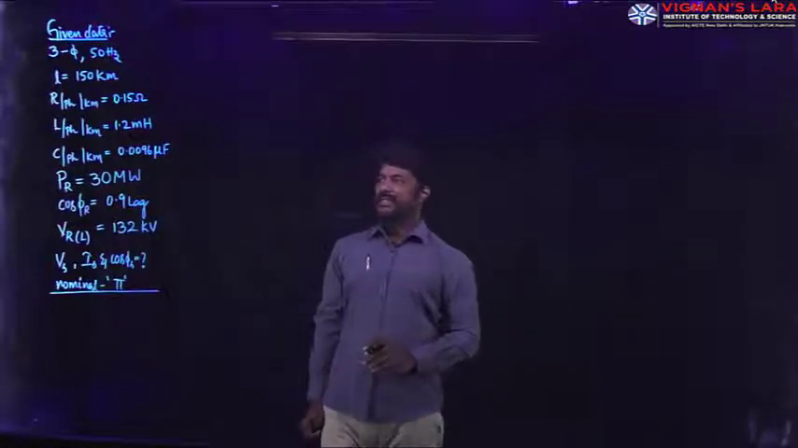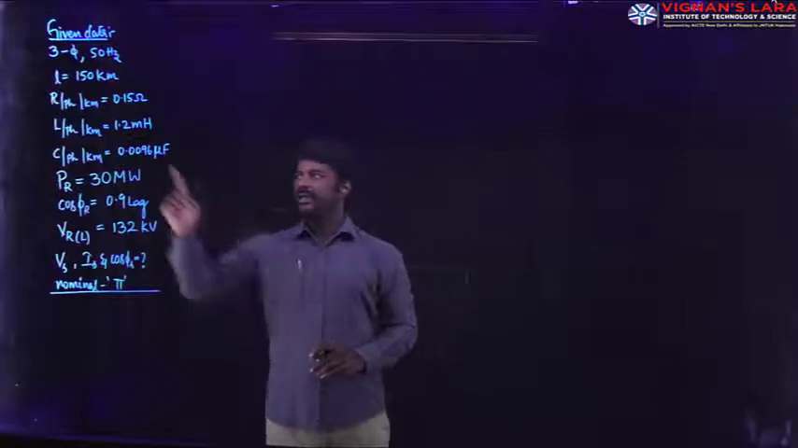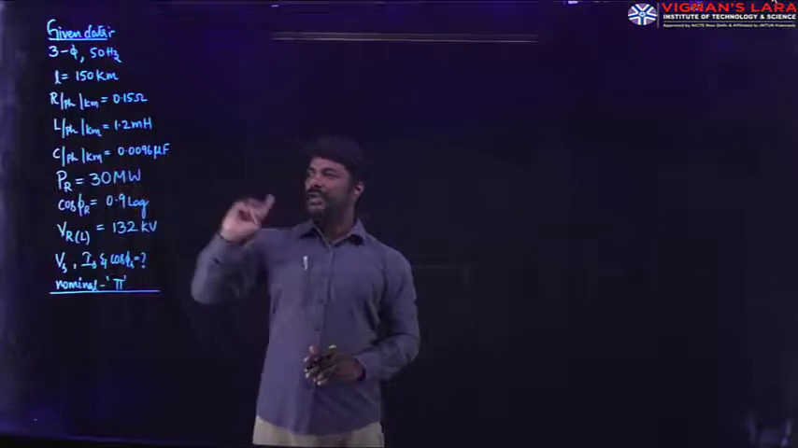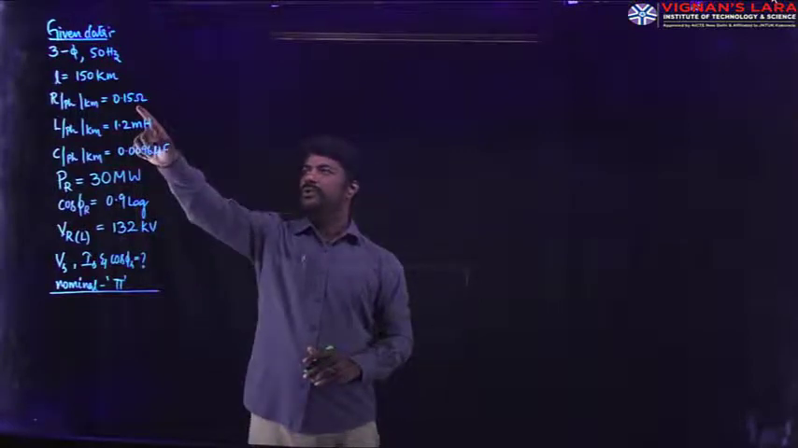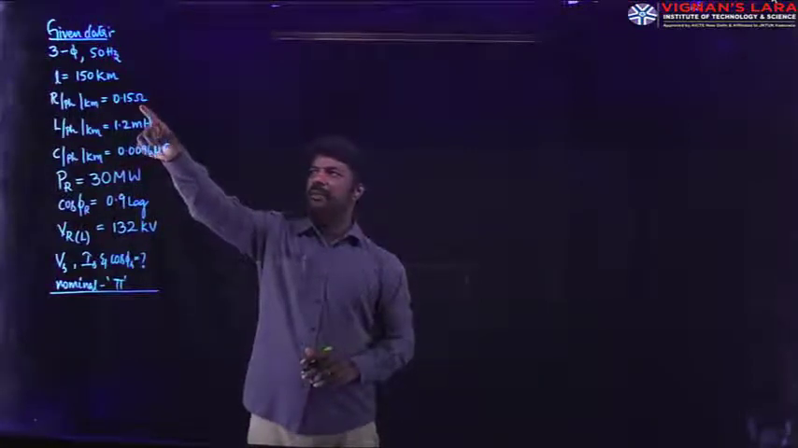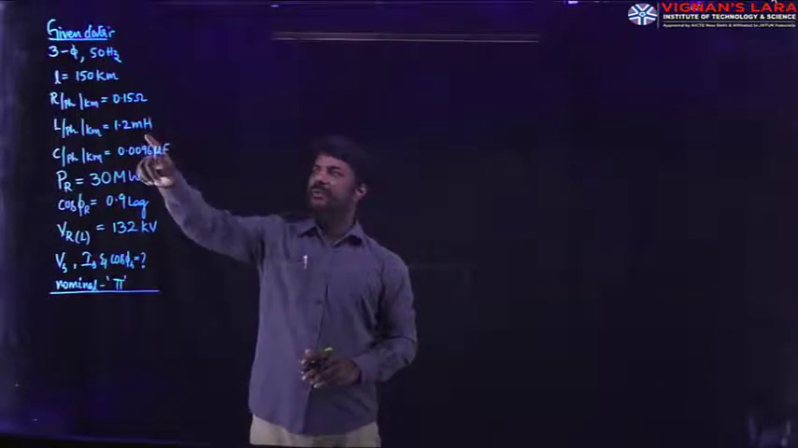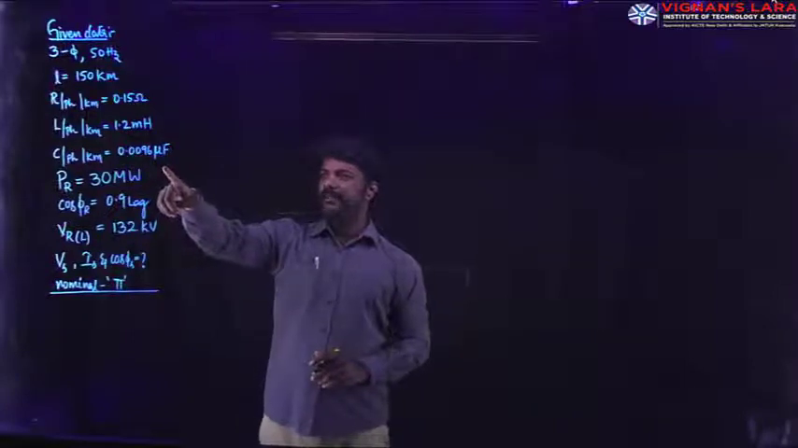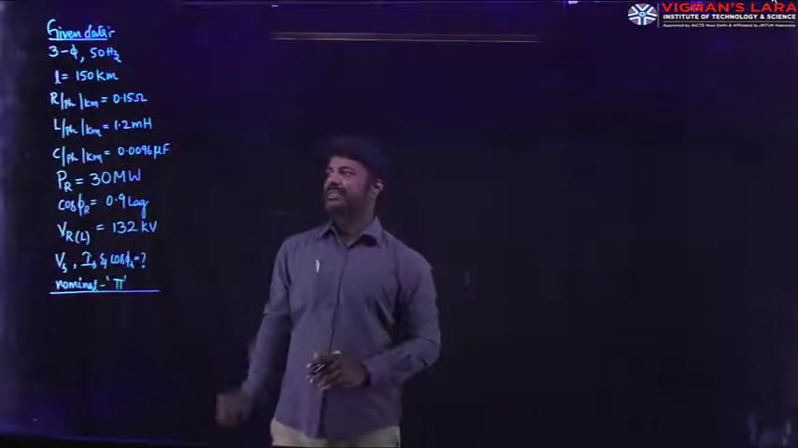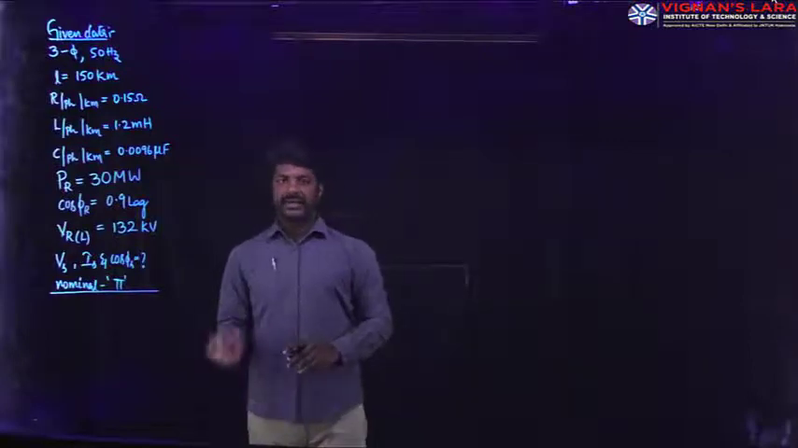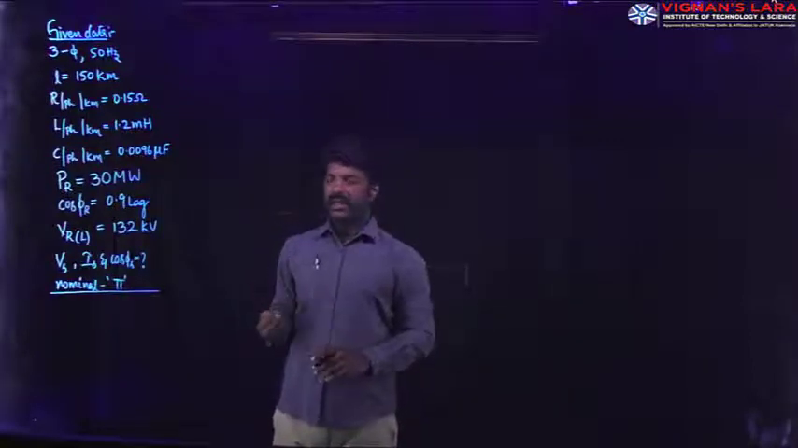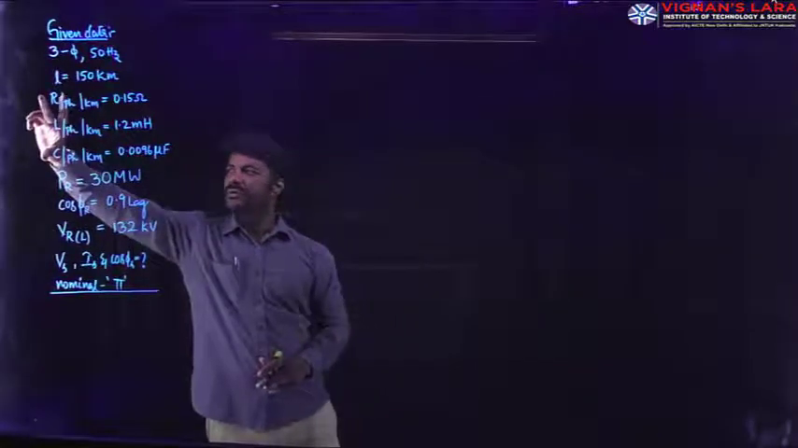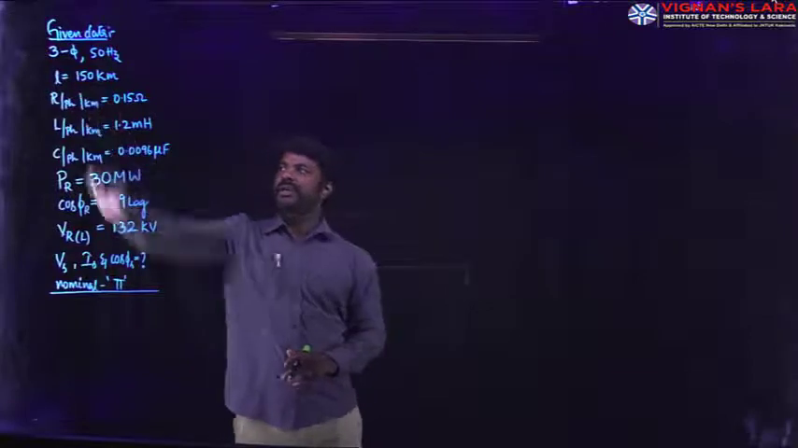Since it is a three-phase line, they were given per phase, that is R per phase, L per phase, C per phase, and only for 1 kilometer length, whose values are 0.15 ohms resistance, 1.2 millihenries inductance and 0.0096 microfarads capacitance. Coming to the solution, our first step is to calculate all these RLC values for the entire length of 150 kilometers.